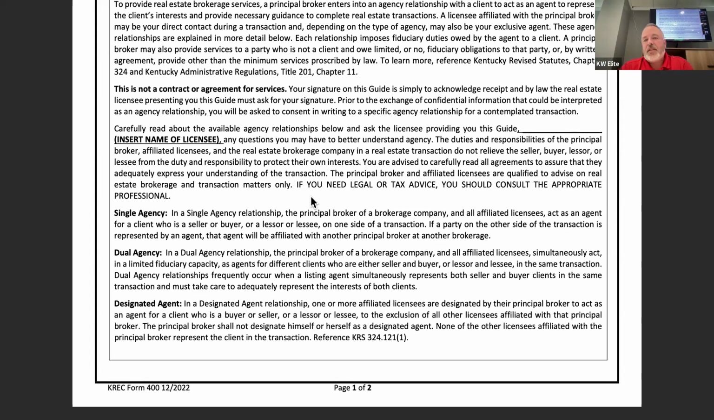Dual agency is, as you all know, where you simultaneously act as a representative for two different parties that are entering into an agreement together. So we might represent a buyer and a seller at the same time. And it says that in this paragraph.